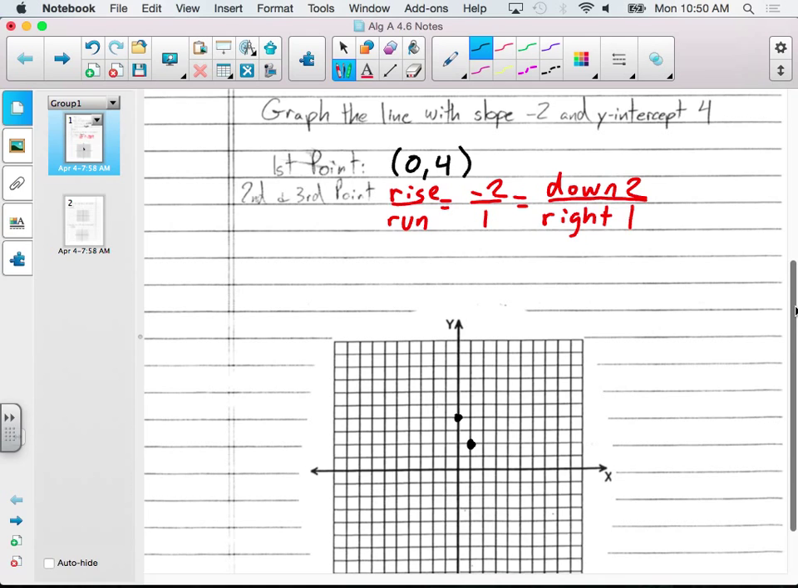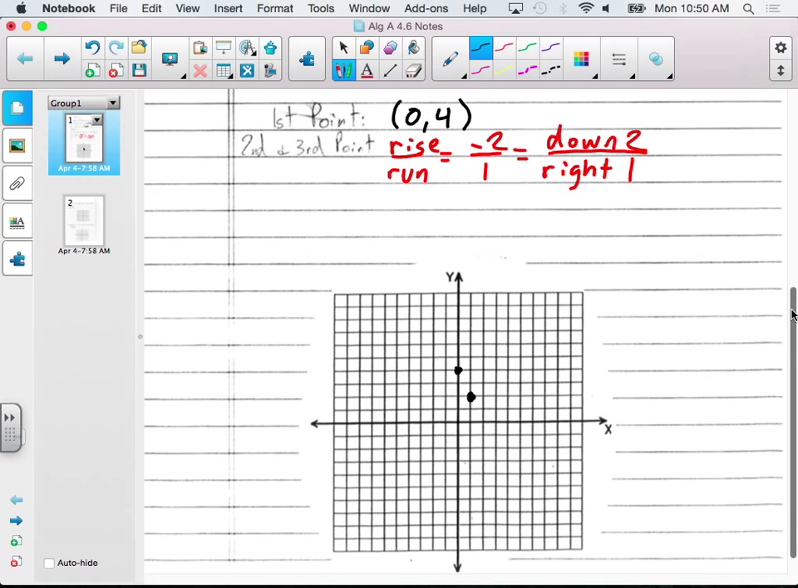All right, so we have our first point and our second point. So then, which direction do we go when we found our point? Do we go left or right? Right. So what happens if we go left? Or how could we go left?